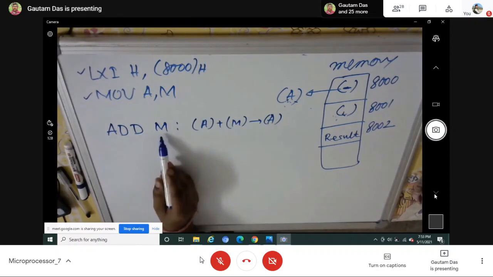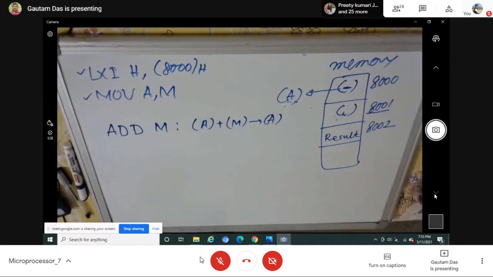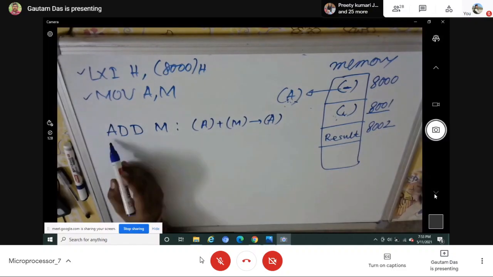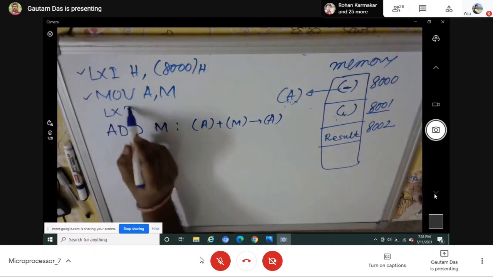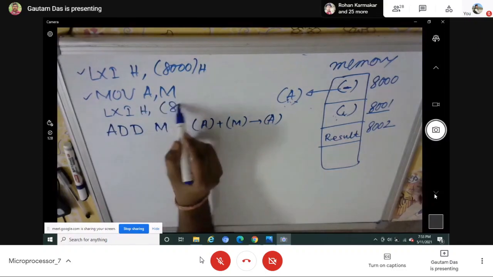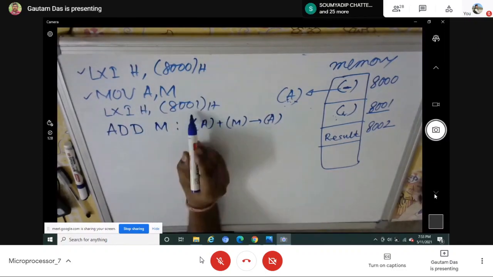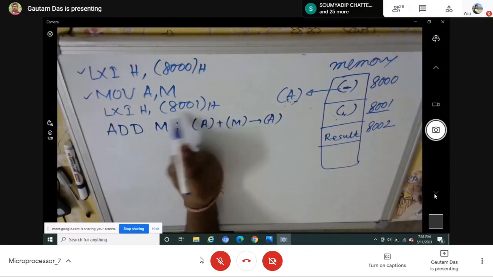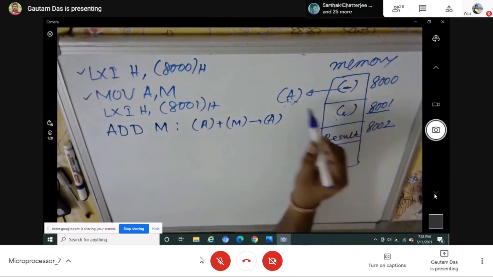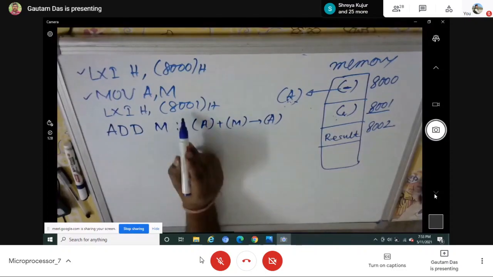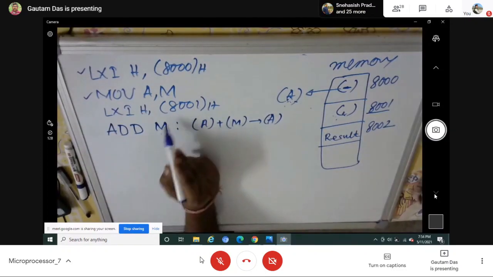So what is the address of this M? 8001. So ADD M means you want the accumulator to be added with the memory content whose address is 8001. So 8001 must be stored in HL before it. For that you store it with the instruction LXI H, 8001. Now your HL becomes 8001. You have stored it and then you perform the addition. Now this data is added with the accumulator, because M means the address in HL, which is 8001. You have added the correct data with the content of the accumulator.